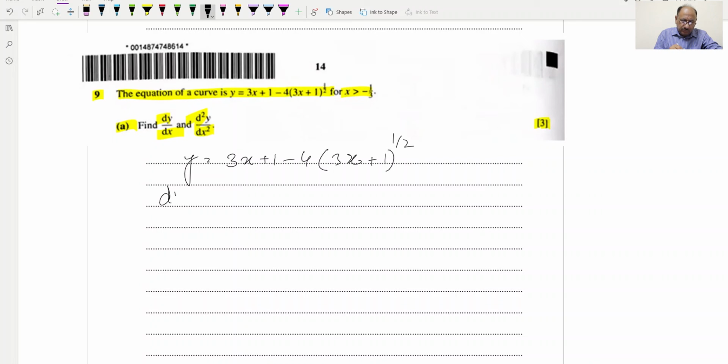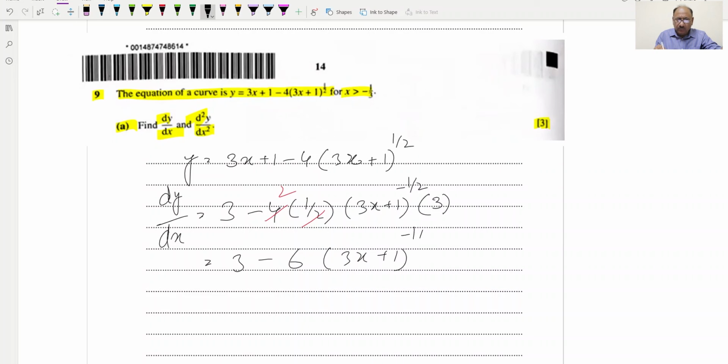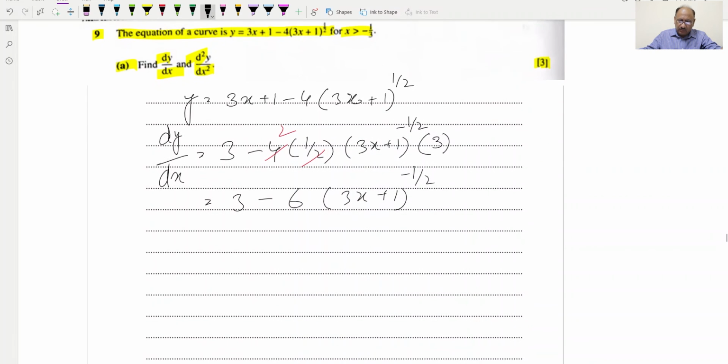Now we'll be taking the derivative. dy by dx will be equal to the derivative of 3x, which is 3, the constant's derivative will be 0, and minus 4, and the power will be pulled first, and 3x plus 1 raised to the power 1 by 2 minus 1 will be minus 1 by 2, and into the derivative of 3x, which is 3. Then we can rewrite it as 3 minus 6 into 3x plus 1 raised to the power minus 1 by 2, since the 2 cancels and 2 is multiplied by 3 to get 6. So this is our dy by dx value.